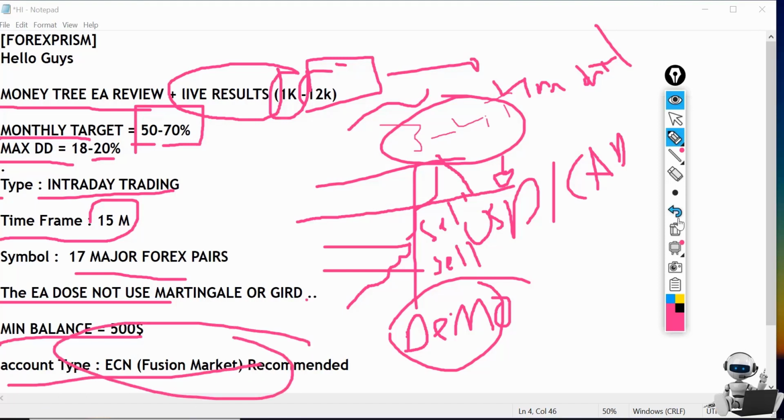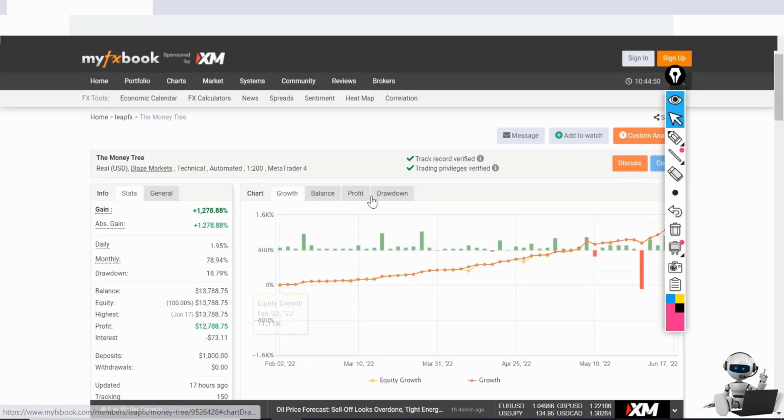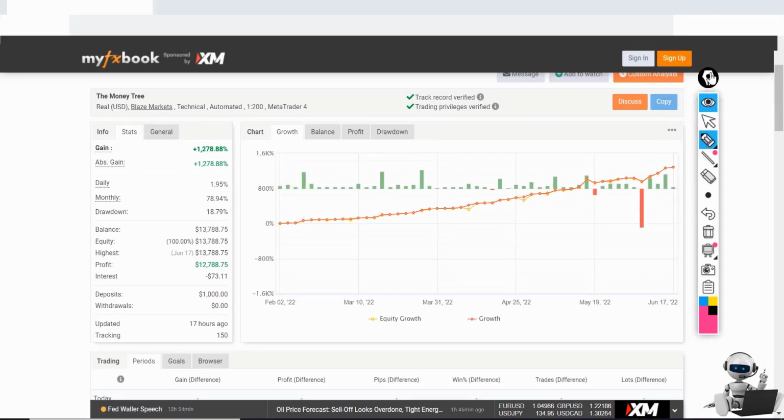As always, let us see the live result. Now here we have the Money Tree EA. Money Tree is basically, let's say, like we have a tree. Even though I'm not really good at drawing, here we have money that grows on the tree. I don't know how to draw it for you, but anyway, that's what it means.